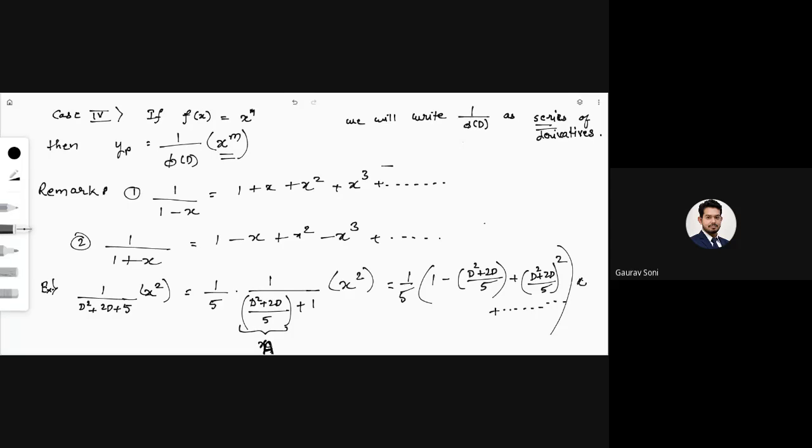How many of you are clear with this step, or do you have any problem? Everyone clear with the step? Yes, sir. Shaunak is clear. Dhruv, are you clear? Yes, sir. Yash is also clear.